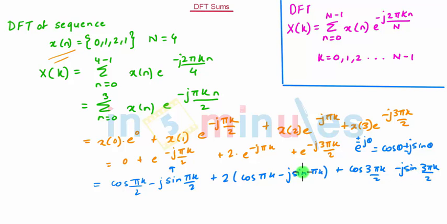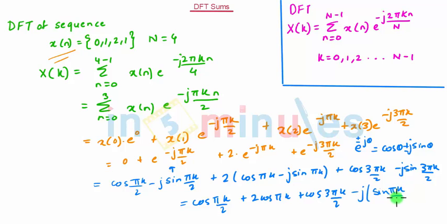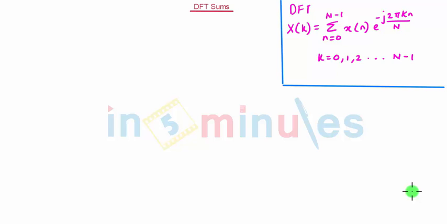Now we know that sin pi k is always equal to 0. So we finally get cos of pi k by 2 plus 2 cos pi k plus cos 3 pi k by 2 minus j, that will be the imaginary terms, of sin pi k by 2 plus sin 3 pi k by 2. Now we are going to substitute the value of k, that ranges from 0 to 3. First, we will substitute k is equal to 0.